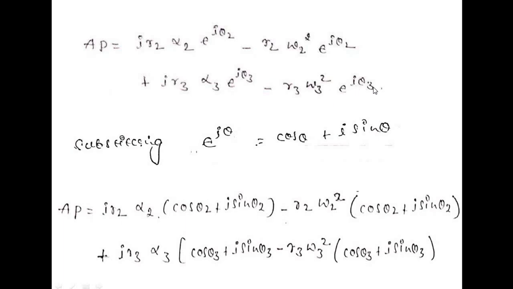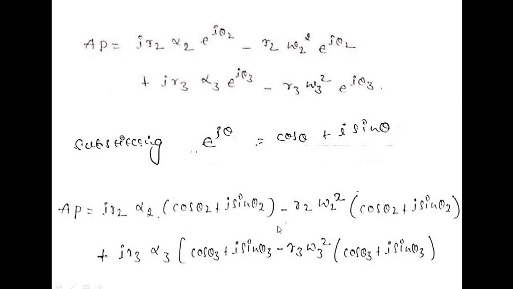So in place of e to the power of i theta, we replace it as cos theta plus i sin theta. So in place of e to the power of i theta 2, we replace it by cos theta 2 plus i sin theta 2, and similarly for e to the power of i theta 3, we will replace it with cos theta 3 plus i sin theta 3. So then this equation we will obtain.